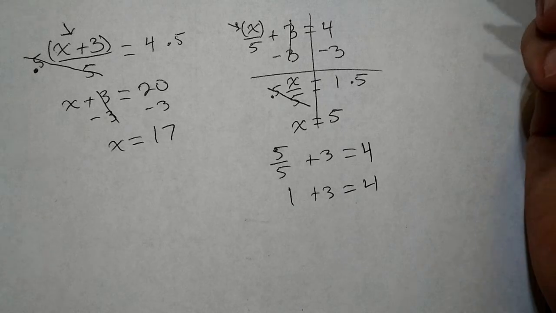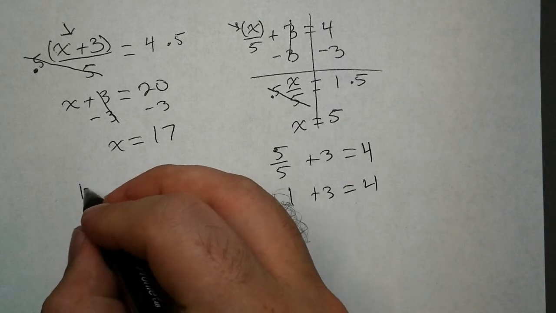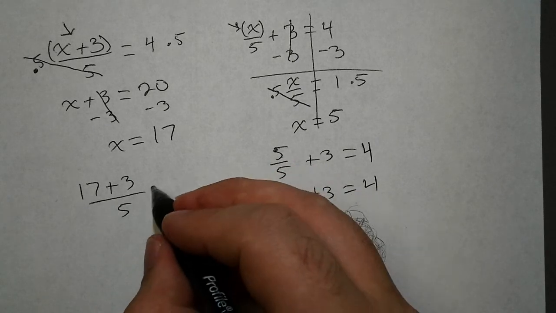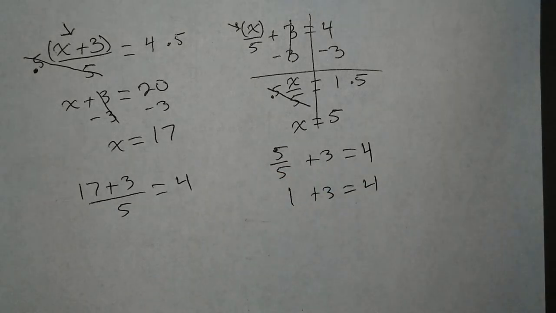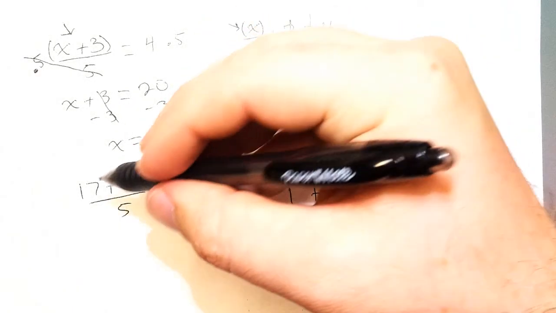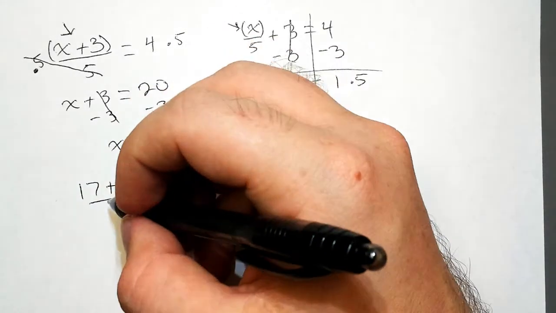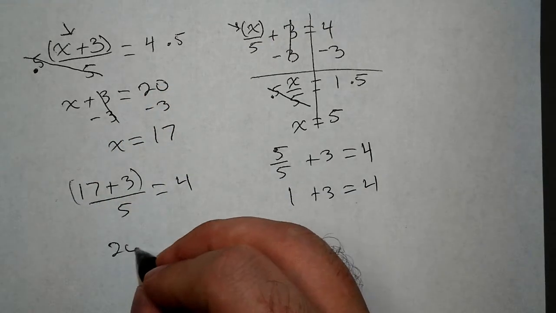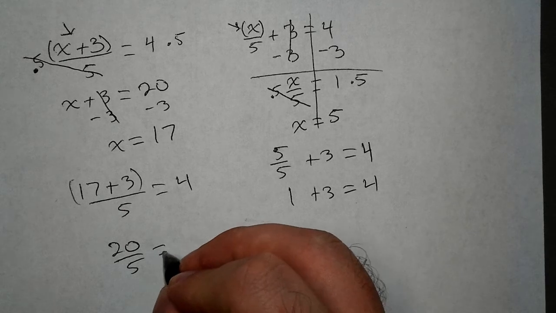Now let's plug that back in and make sure it worked. 17 plus 3 divided by 5, and it should equal 4. That's what we started with. So 17 plus 3, since it's all being divided by 5, we've got to do this part first. 17 plus 3 is 20. 20 divided by 5 does equal 4.